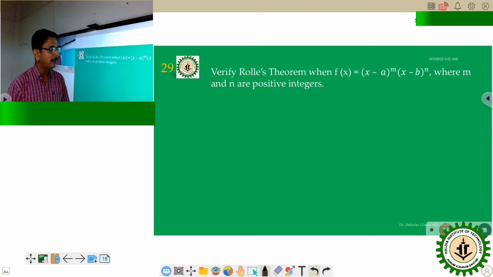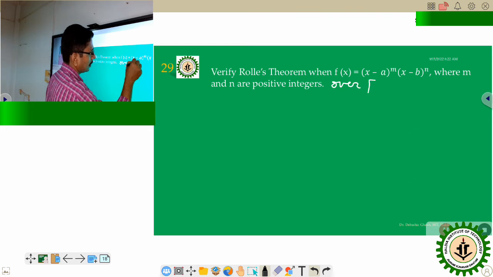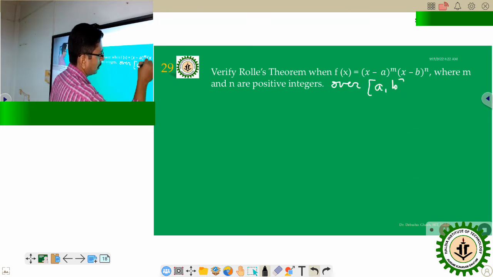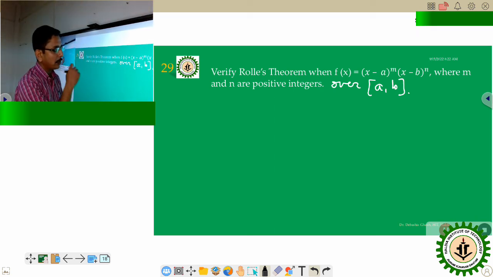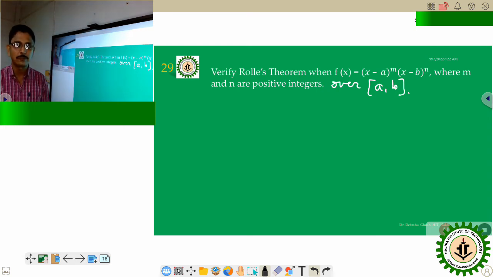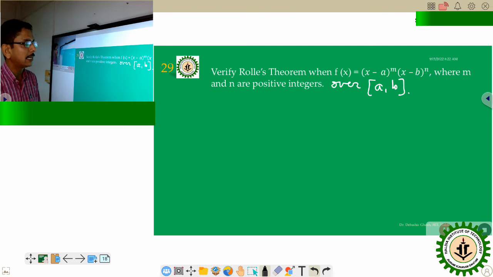If we consider that the interval is AB, over some particular interval, say AB, it will give you some finite value because none of the parts will become the denominator. So therefore we must get some finite values. And if you compute f of A and f of B, f of A is also 0, f of B is also 0. And then we can find the point C, which will be lying in between A and B. So that we propose for you as homework.